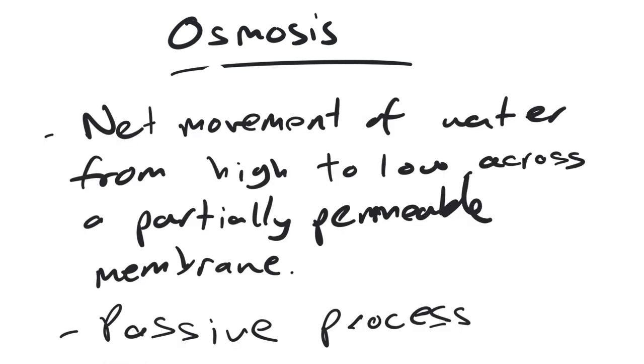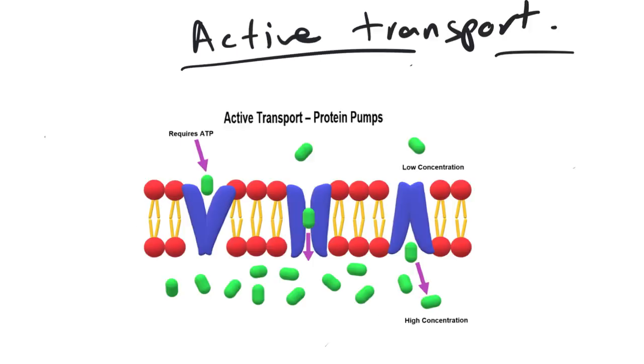So to recap osmosis again, it's a net movement of water from high to low concentration across a partially permeable membrane. And again, this is a passive process as well. So we don't require any extra energy from respiration for this to occur.